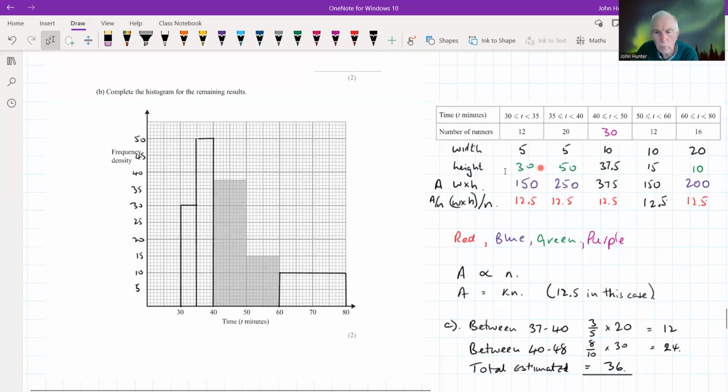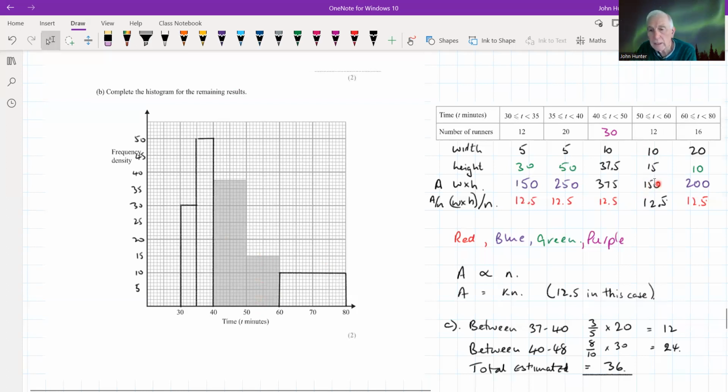So when we look at these areas between 40 and 50 and 50 and 60, well, 50 to 60 is the only one that we've got complete information for, isn't it? Because we've got a block on the diagram and we've got the number of runners. So that is going to give us our constant of proportionality, or our conversion rate, whatever we want to call it. So let's have a look. That class interval has got a width of 10. It's got a height of 15. So it's got an area of 150.